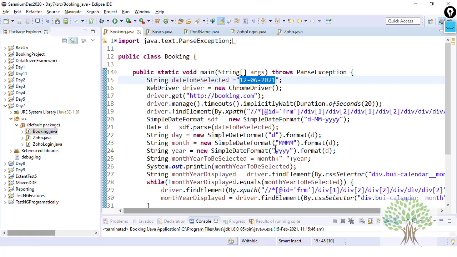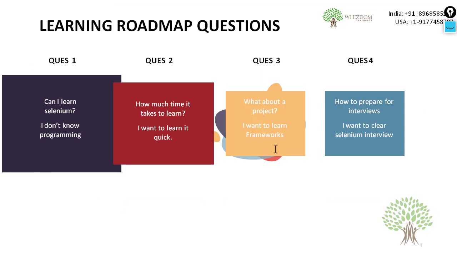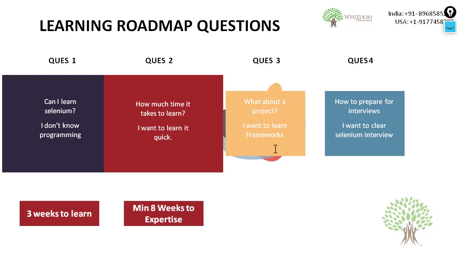Right. Now, the next question which people ask is how much time will it take to learn? I want to learn it quickly. Okay. Well, it will take you minimum 3 weeks to learn this tool, to learn the commands and all, but if you want to master it properly, it will take you minimum 8 weeks to become an expert. Sometimes people also take 15 weeks, 16 weeks. There are many people who get a job after the course, but they are the ones who are putting in the effort. Okay, maybe 12, 13, 14 weeks they put in. All right.